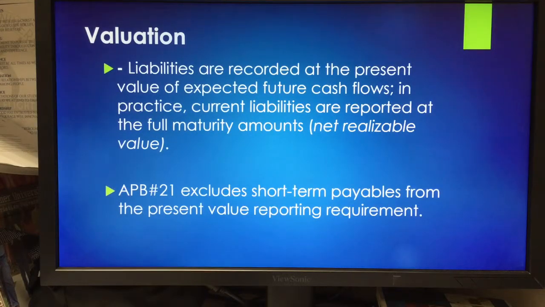Liabilities are recorded at the present value of expected future cash flows. In other words, that's technically the way that we determine the recorded value of liabilities. In practice, though, current liabilities are reported at the full maturity amounts, or net realizable value. What this means is that if you've got, say, a liability that comes due in 60 days, technically we would need to solve for the present value of that liability as of today, and that would be the amount recorded. APB number 21, though, specifically excludes short-term payables from the present value reporting requirement.